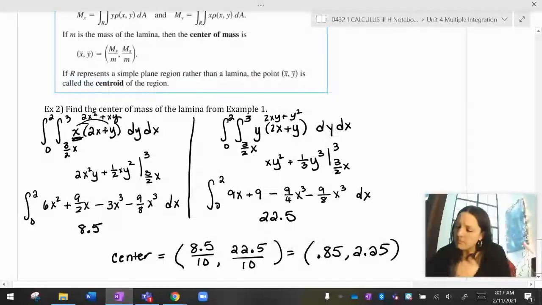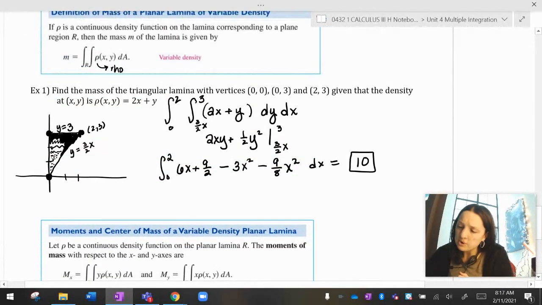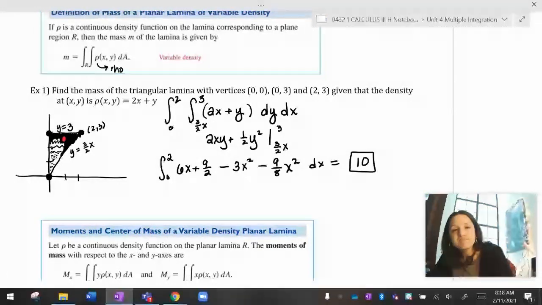Now let's see if that makes sense. So 0.85 and 2.25 would be over here and right up there. And it's saying if I put my finger there, it should balance. Now, does that make sense? I think that it does, because I'm putting my center of mass in with the more dense area of it. Okay, that's definitely not the center of the triangle, but given that this triangle doesn't have uniform density, I can believe that my center of mass would be right there.